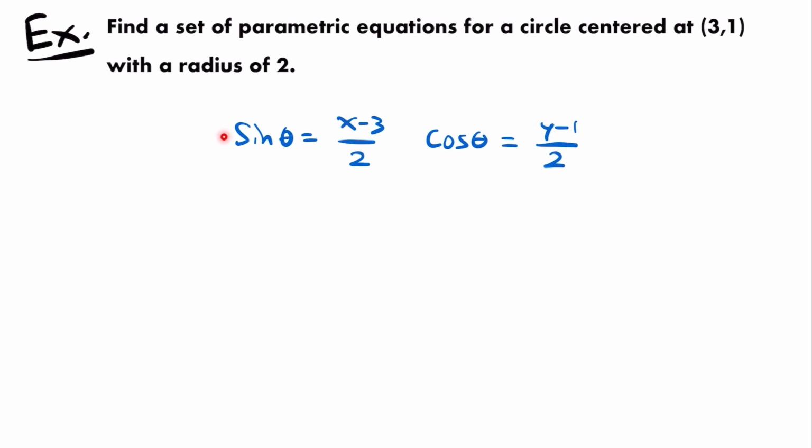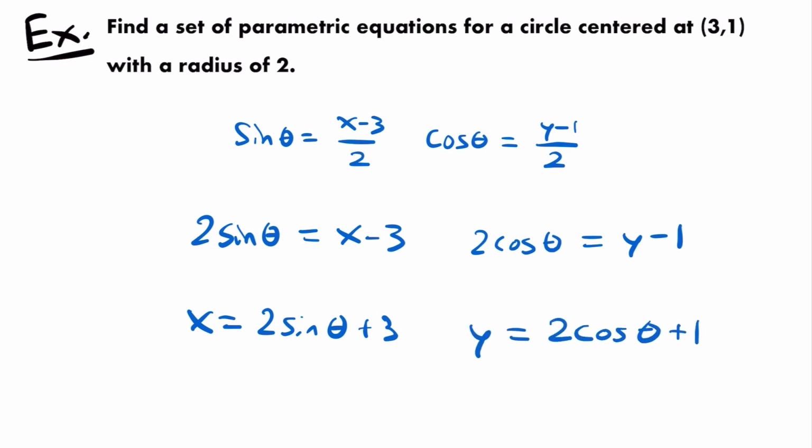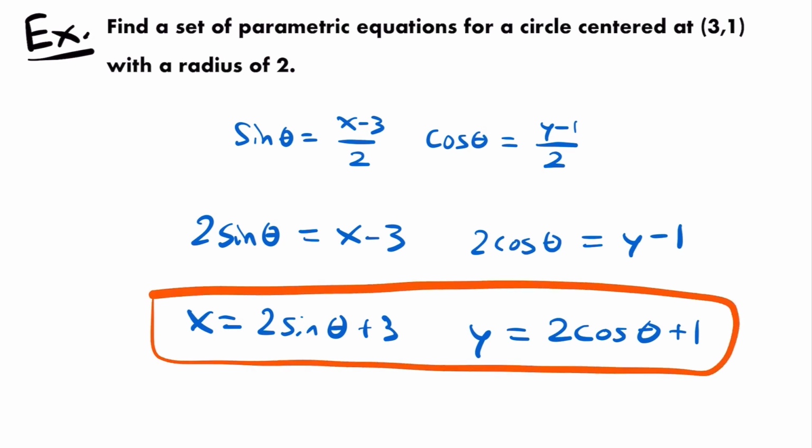So our next step is going to be to multiply both sides of these equations by 2. So what we'll have is 2 sin θ = x − 3, and 2 cos θ = y − 1. And now what we can do is solve for x and y by adding 3 to both sides of this equation and adding 1 to both sides of this equation. So we will have that x = 2 sin θ + 3, and y = 2 cos θ + 1. And those are the parametric equations that represent a circle centered at (3, 1) with a radius of 2.